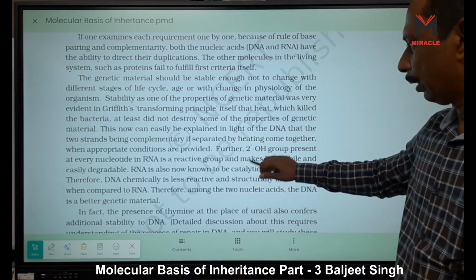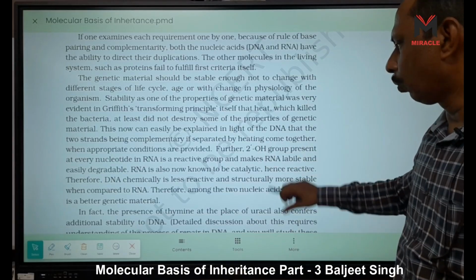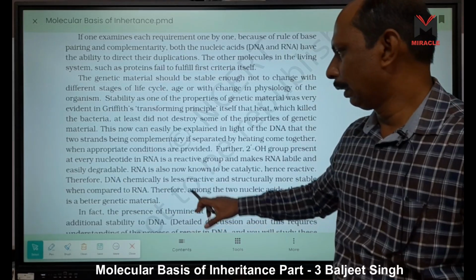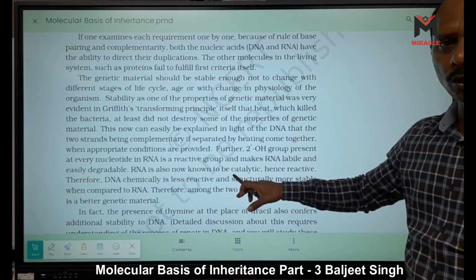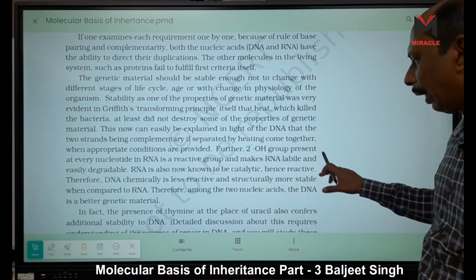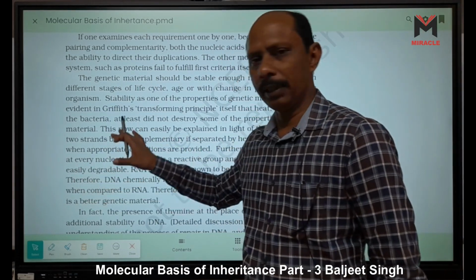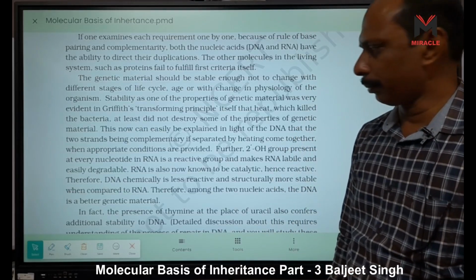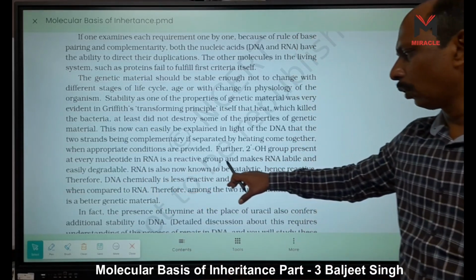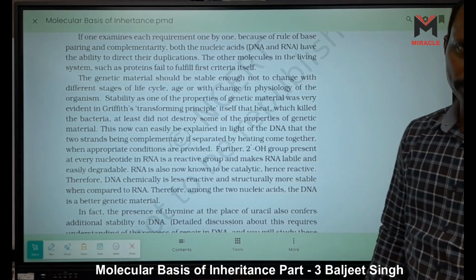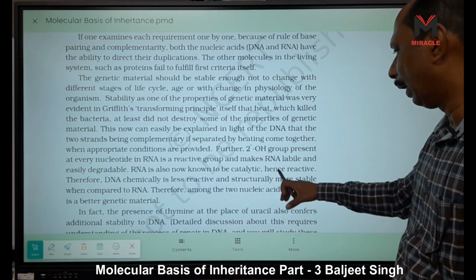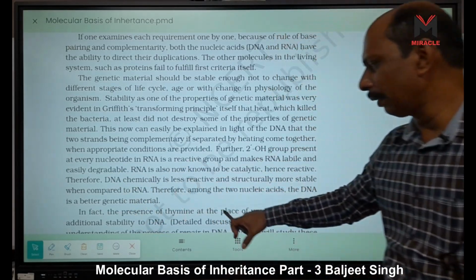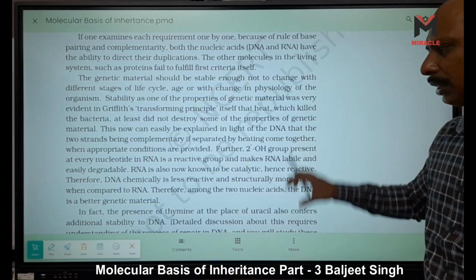Further, the second carbon contains an OH group, a hydroxyl group, present at every nucleotide in RNA, right? Hydroxyl group is a reactive group and makes RNA labile and easily degradable. That's why retroviruses easily mutate. RNA is also known to be catalytic. Ribozyme is there, enzymatic activity is there. Hence, it is also reactive. Therefore, DNA is chemically less reactive and structurally more stable.